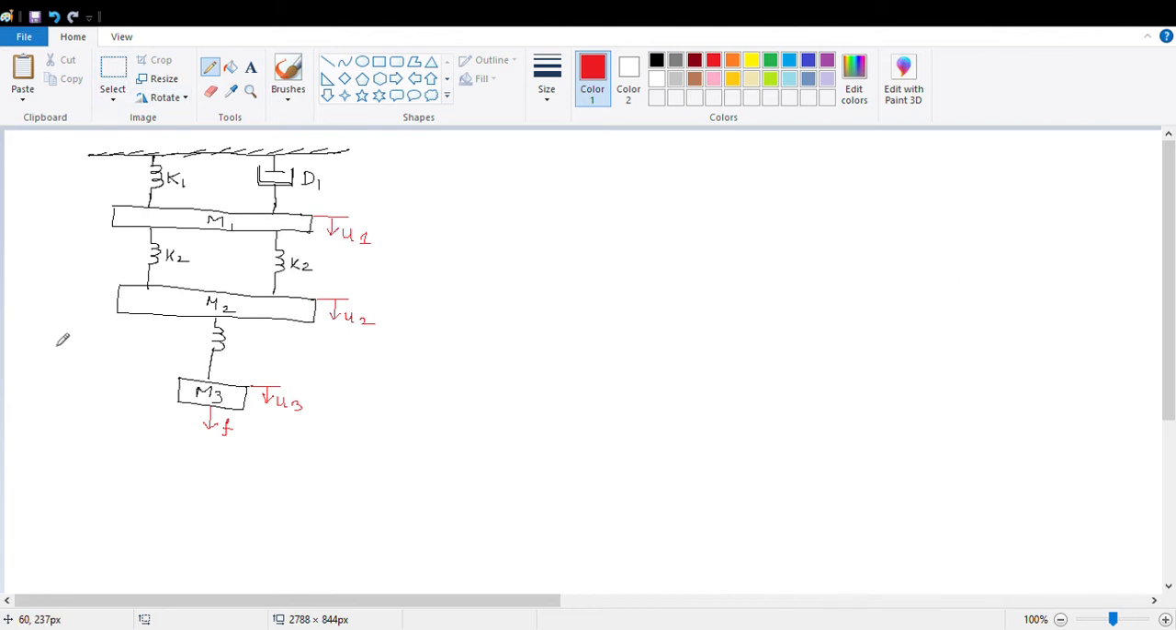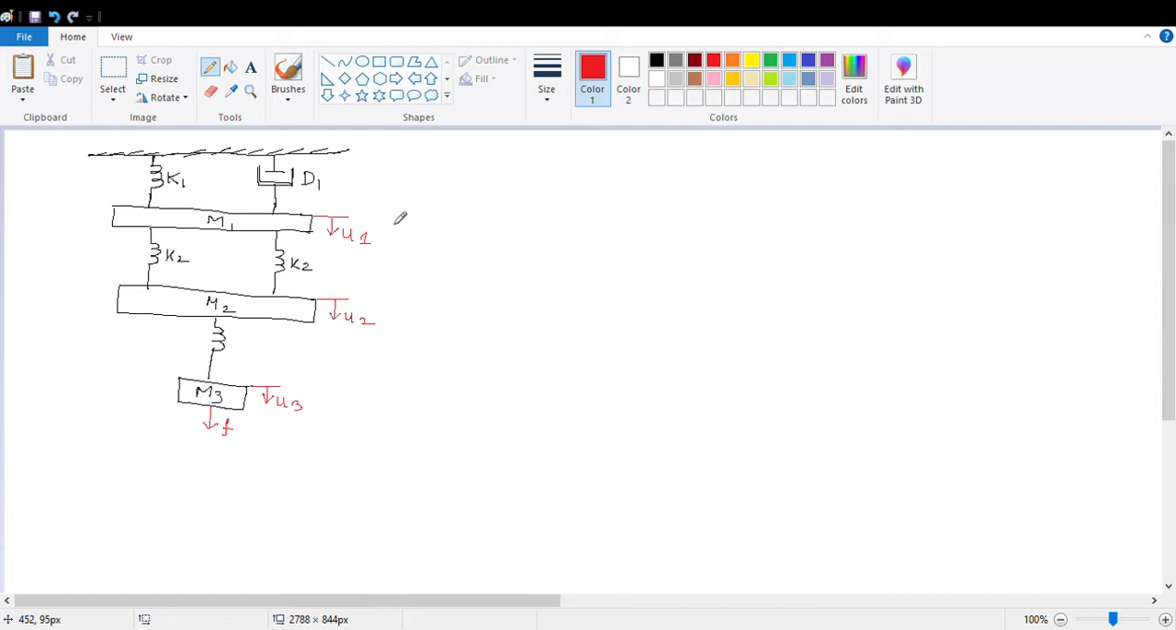Hello everyone. This is a problem. The mechanical system is given here. A force F is applied on this mass M3 in downward direction, and for that reason the displacement of the masses takes place. So now what we have to do is get the mechanical equation of the system, then convert it into the electrical analogous quantity.